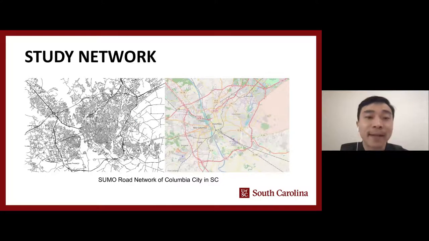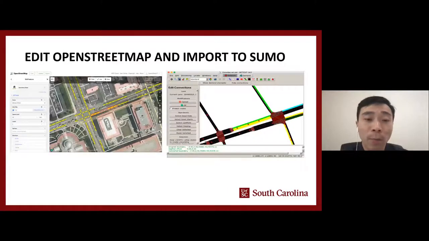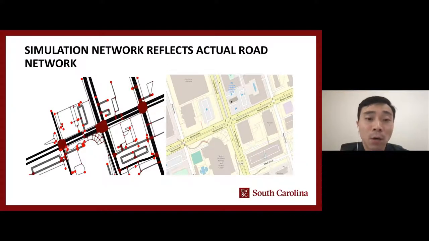So here is the network which we input. We imported this from OpenStreetMap into the SUMO network. When we did that conversion, there were a lot of things we needed to do, especially to ensure that the network we used in SUMO is representative of the true network. After all those additions to the network, we think the network in the SUMO simulation is very representative of the actual road network.